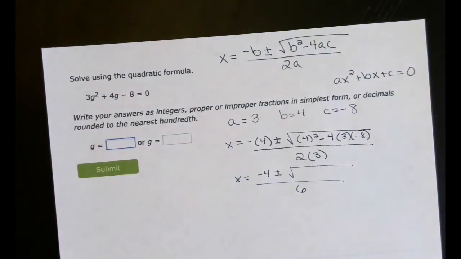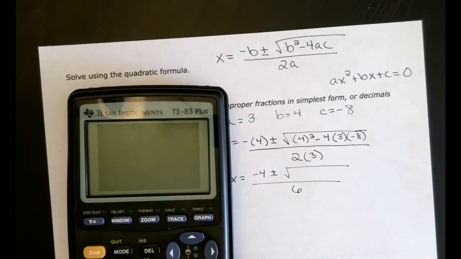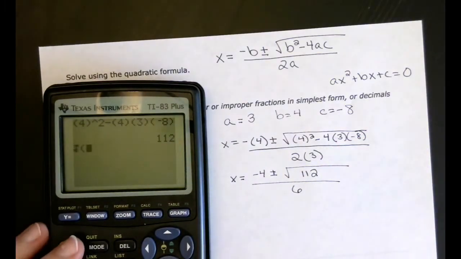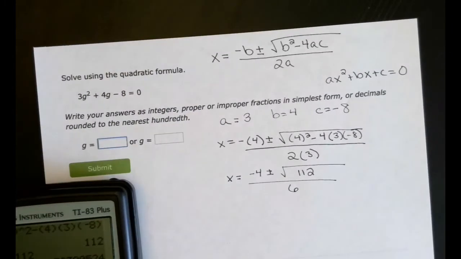And then we can use our calculator, clear whatever's in there. 4 squared minus 4 times 3 times negative 8 is 112. Now let's see if 112 is a perfect square. You probably already know it's not, but if not, you just press enter and you see a fraction. You see a decimal. So because it is not a perfect square, in here we can either leave it as an improper fraction or we can make a decimal.